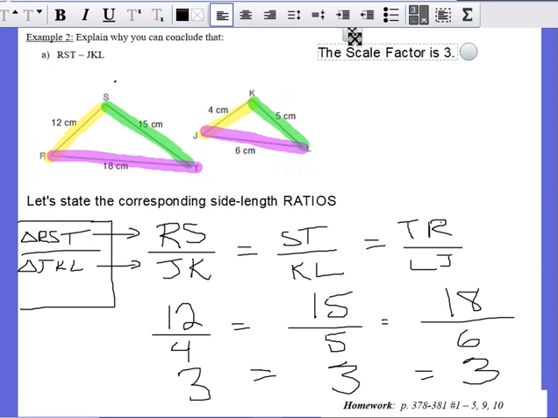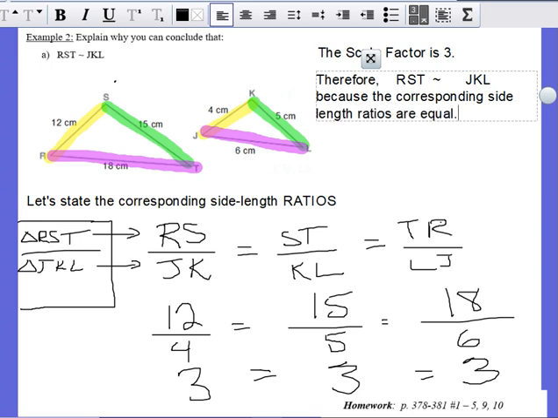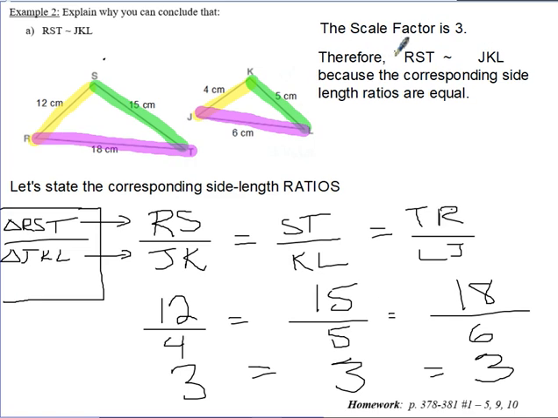So we can say with confidence, therefore, triangle RST is similar to triangle JKL because the corresponding side length ratios are equal. They're all equal to 3. I'm going to put in my little triangles here.